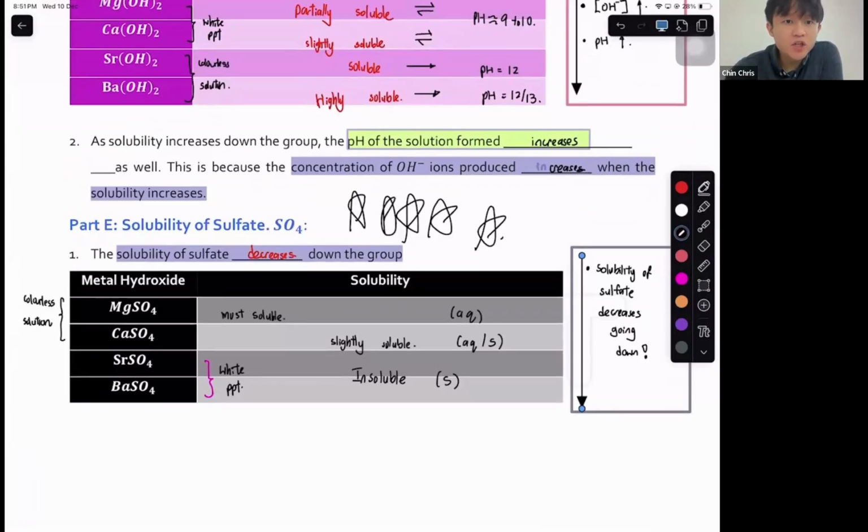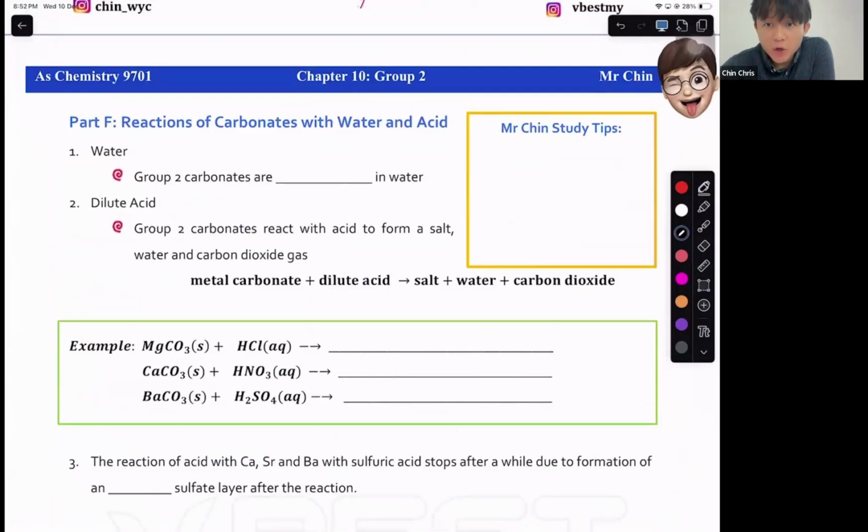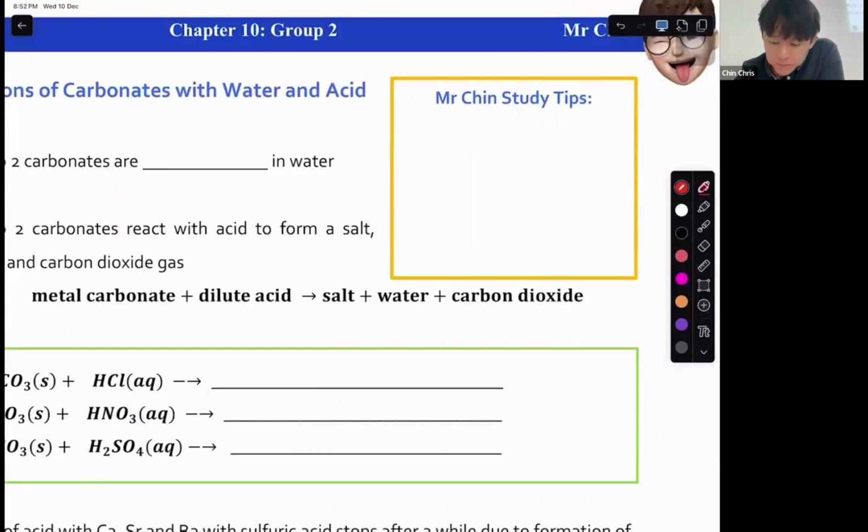Okay guys, once done, page 8. Alright guys, that's page 8. The question asks about the reaction of carbonate with water and acid. If you look at carbonate, is carbonate soluble? Group 1 carbonate is soluble, but other carbonates are never soluble. Remember, carbonates are never soluble except for group 1. Alright guys, write down: all carbonates are insoluble. Remember that.